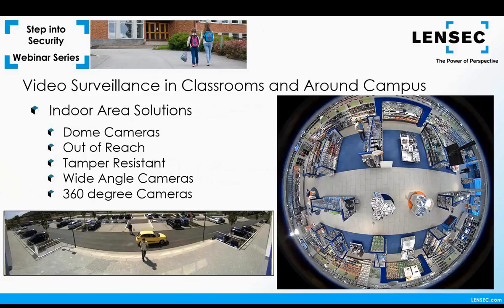Good examples of where a 360-degree camera would be used would be in a cafeteria or a gym. One camera can give you a view across the entire area. Those cameras can also be set up in a 180-degree panoramic view as well. Let's take a look here at a few examples.